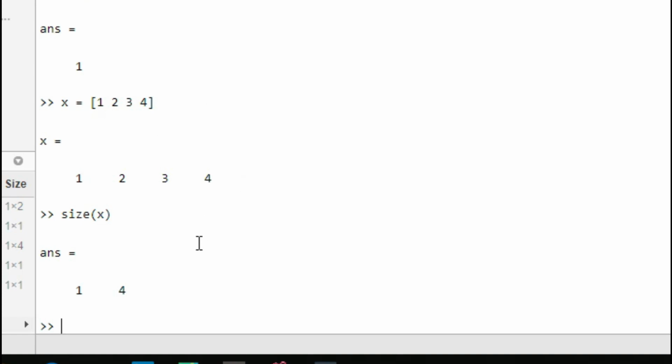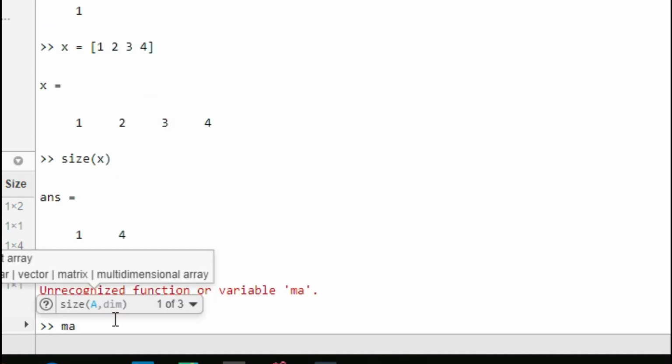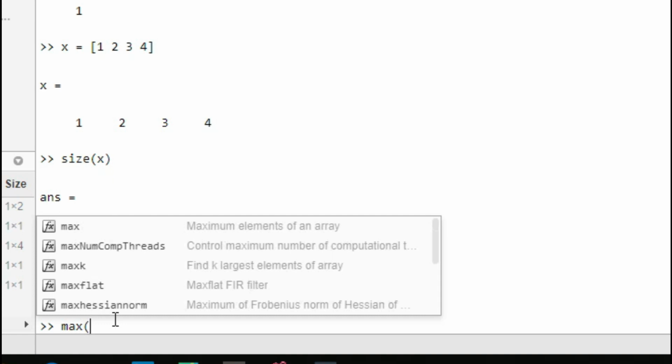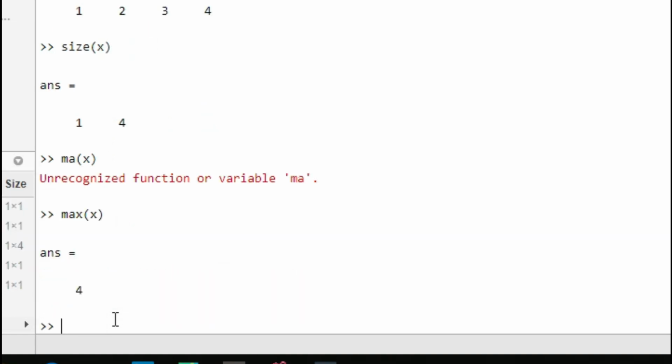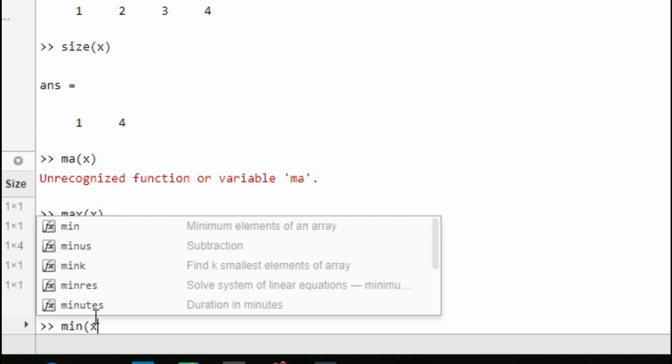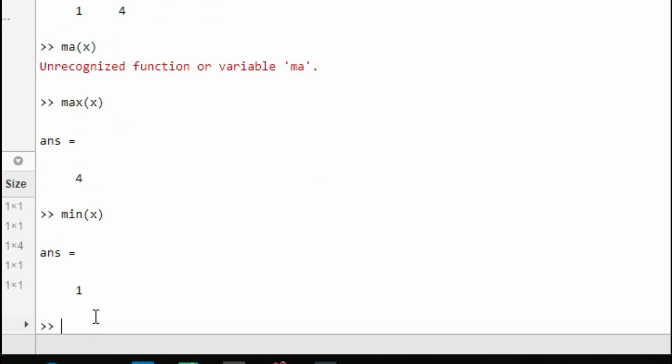I want to check which is the maximum number from this matrix. So I am going to use max of x. So it gives the maximum number from the x matrix, which is 4. I want to check the minimum number, which is 1. So I am going to use min of x. So it gives 1, which is the minimum value.